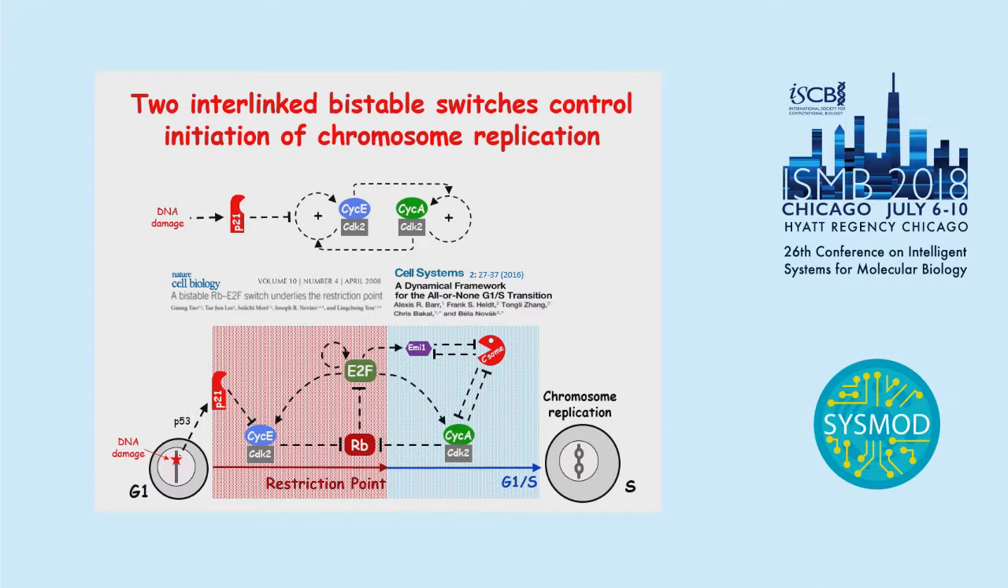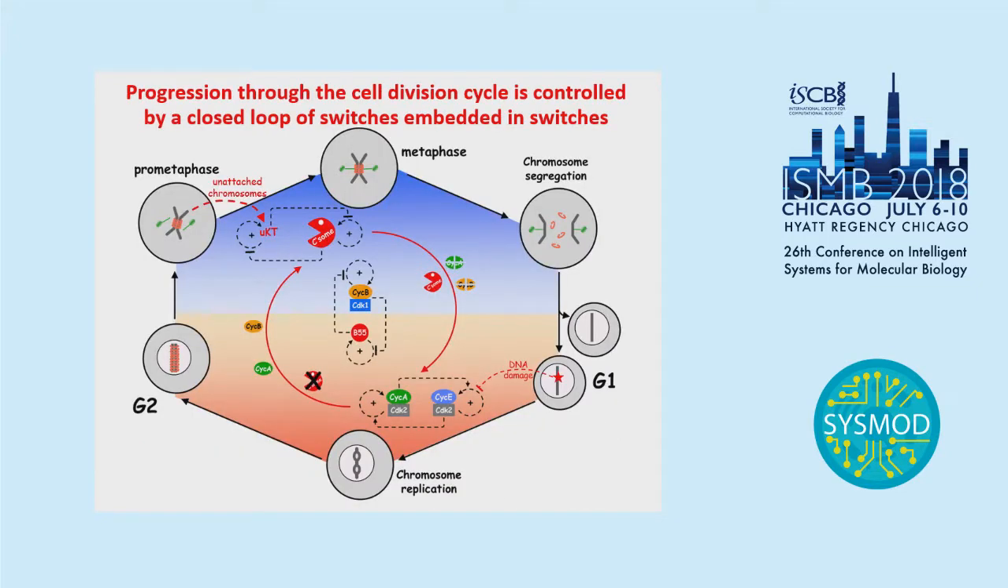DNA damage works upstream by creating a cyclin-dependent kinase inhibitor that inhibits the first bistable switch. We won't go into the details. Here's the final picture. Back to the cell cycle, the high kinase state, the high phosphatase state, governed by this pair of switches, the spindle assembly checkpoint governed by this set of switches, the DNA damage checkpoint controlled by that set of switches. It's switches embedded in switches, QED.